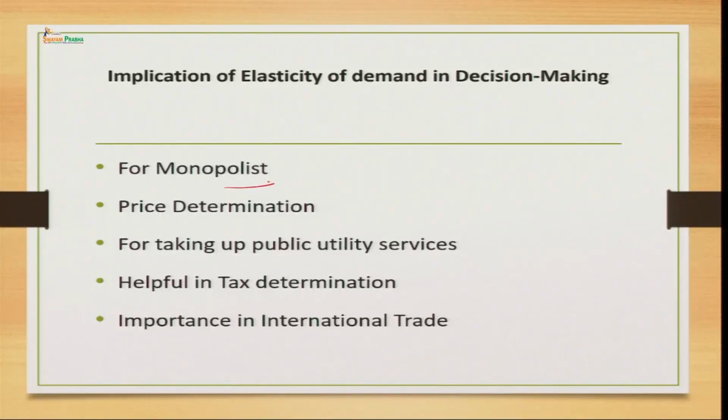Monopolist is a person who is a single seller or does not have any competitor. He is the single seller in the market, and the product which he is selling is also not having any substitute. So, he is basically the price maker. He himself charges the prices of the commodity. So, for monopolist also it is very important to know whether the product which he is selling is of elastic nature or inelastic nature, right. So, accordingly he can charge the prices.